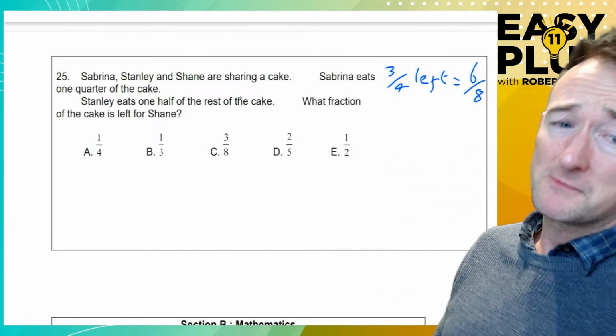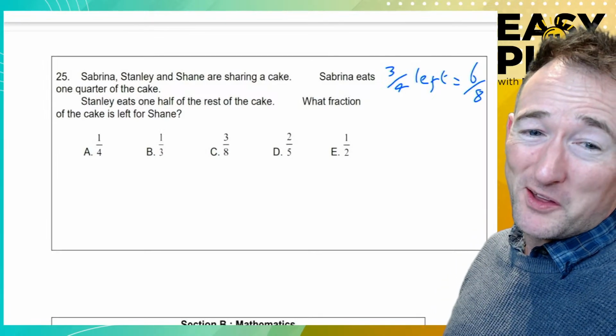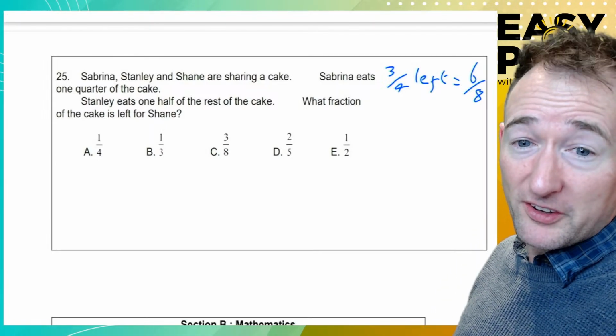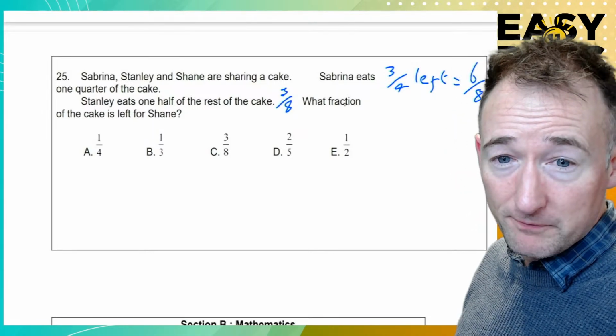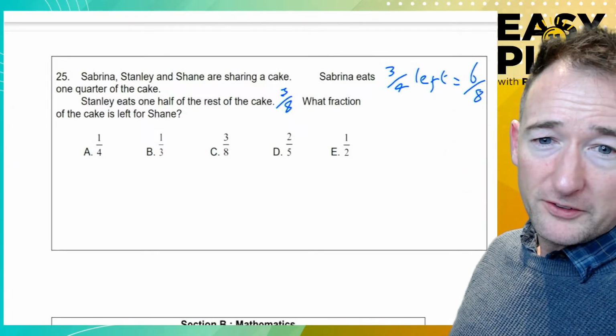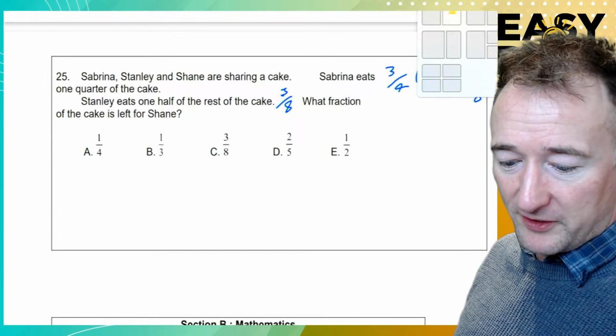Get my head out of the way. So 3/8 have been eaten, 3/8 are left. So now there are 3/8. I'm not going to write left because I know it means left. Okay? So Sabrina eats 1/4. We got 3/4 left. That's 6/8.